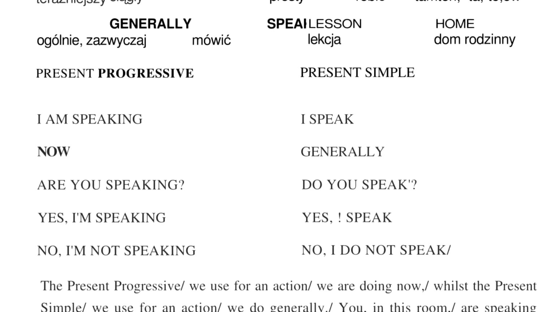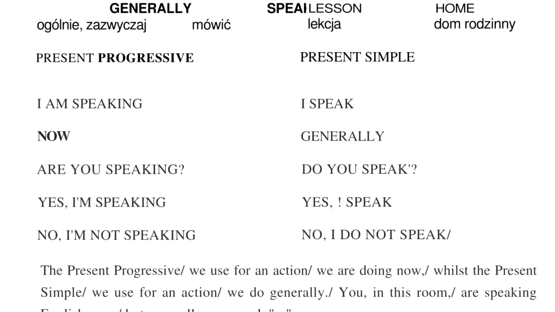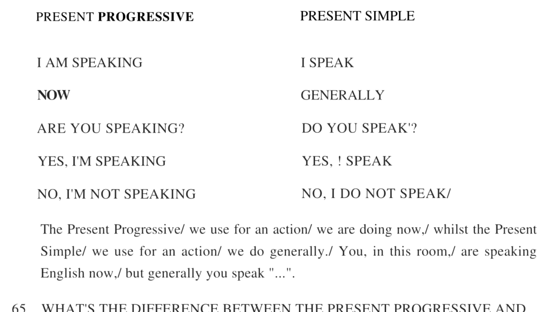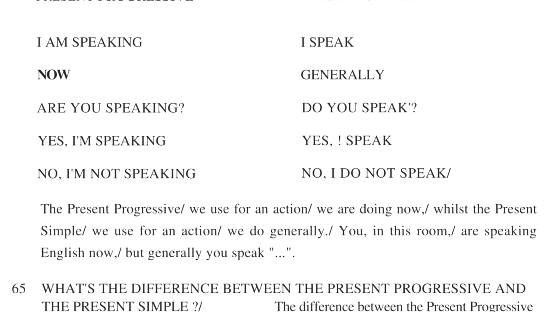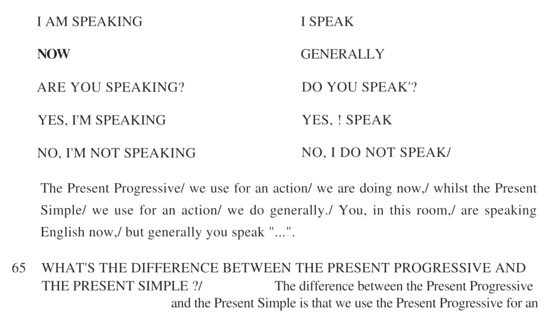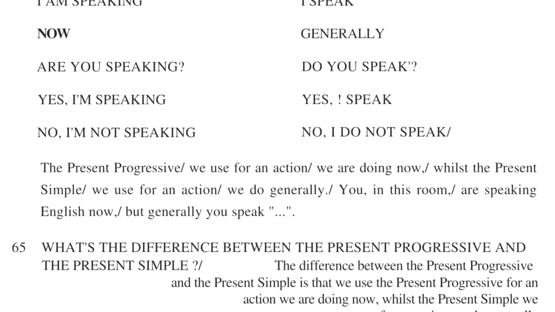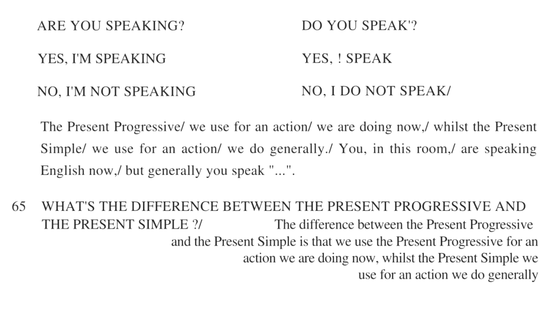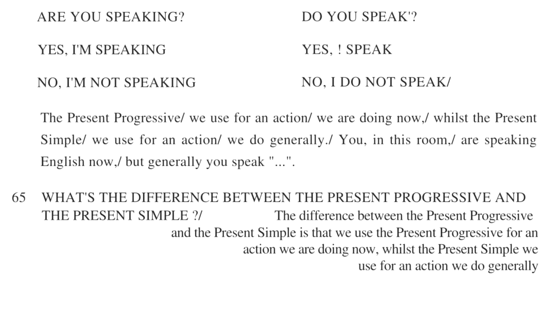Do you speak? Yes, I speak. No, I do not speak. The present progressive we use for an action we are doing now, whilst the present simple we use for an action we do generally. You, in this room, are speaking English now, but generally you speak Italian.